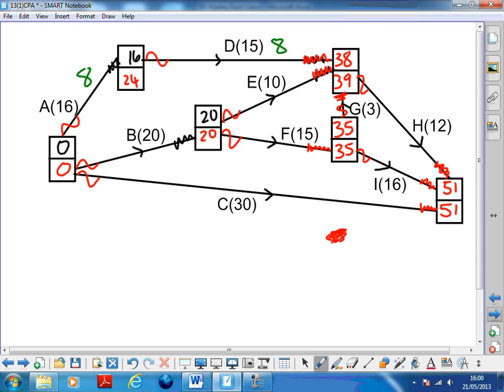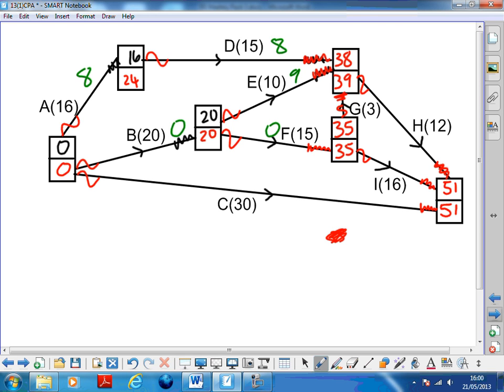B goes from 0 to 20 and is 20, so no float. E goes from 20 to 39 and is length 10, so that's a float of 9. F goes from 20 to 35 and is 15, so that's no float. G, oh goodness me, this is hard to read.